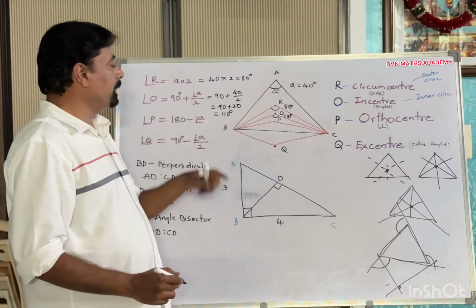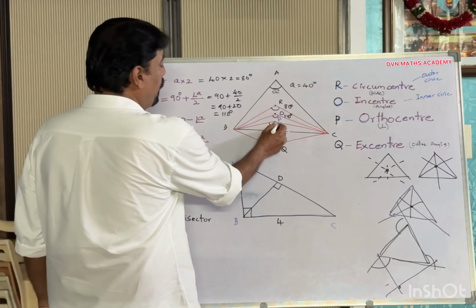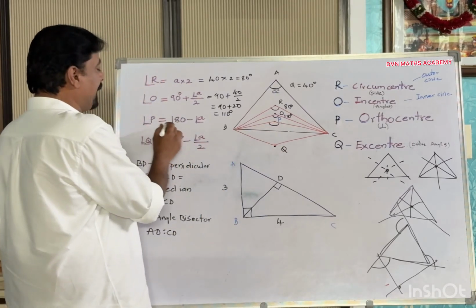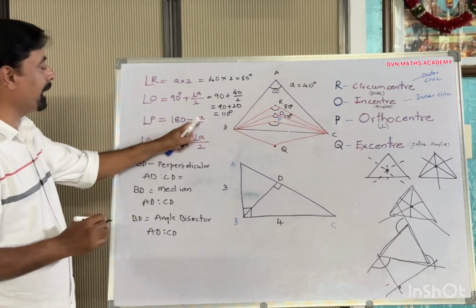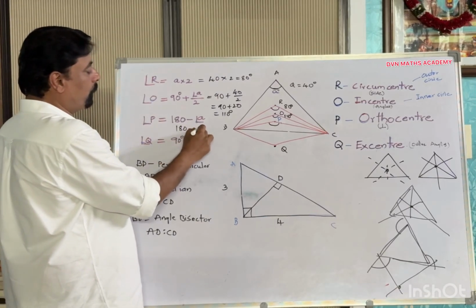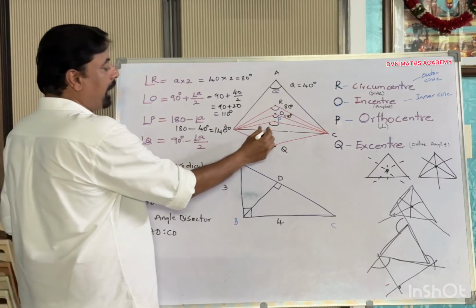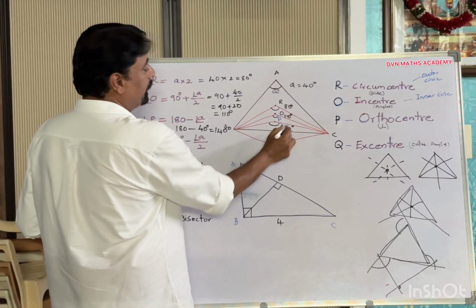If P is the orthocenter, then how to find angle P? One formula is there, that is angle P is equal to 180 minus angle A. So this is 180, angle A I told you 40 degrees, then it will be 140 degrees. So angle P is 140 degrees.